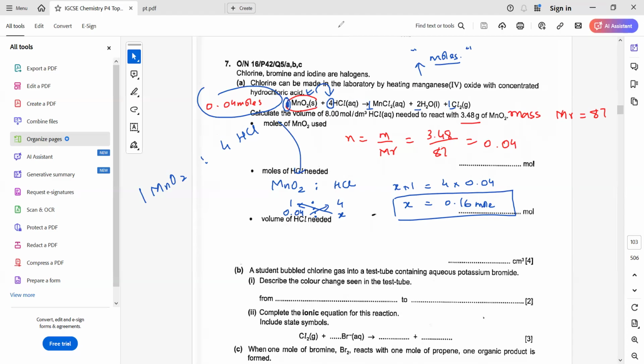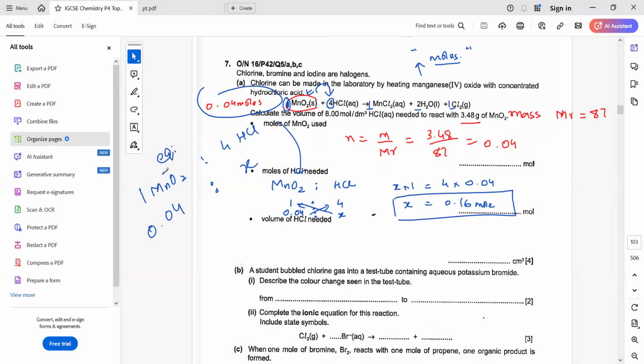Did you get this part? So I did 0.04 moles here, and then I made this X. It was pretty much obvious since 1 mole is producing 4 moles. So for 0.04, it should be 4 times the original answer. Yeah, the ratio part is coming from the equation.